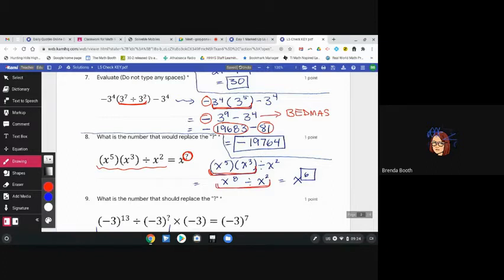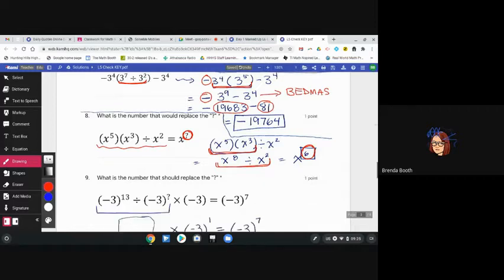And so again, it says, what number would replace the question mark? So we had people typing in x6, but that's not really accurate, right? What would replace the question mark is just a plain old 6. So we should be typing in just 6.